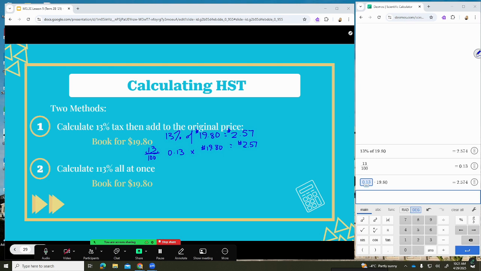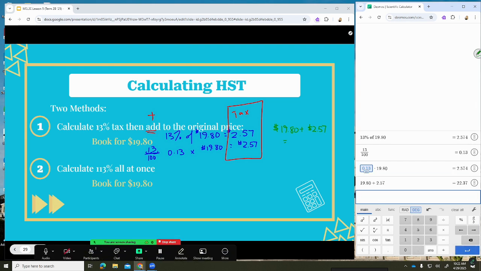But you'll see that all we did was calculate the tax. So then we would have to add it to the original price. The original price of the book is $19.80. The taxes are $2.57. So if I want to buy this book, I'm going to have $22.37 on me or in my account, because the book in total is going to cost $22.37.